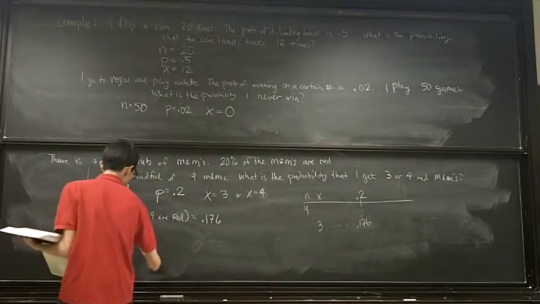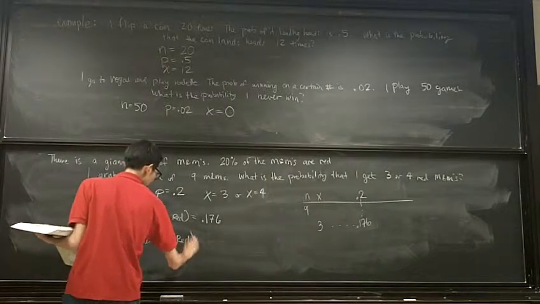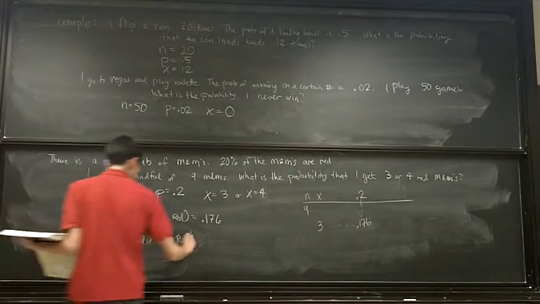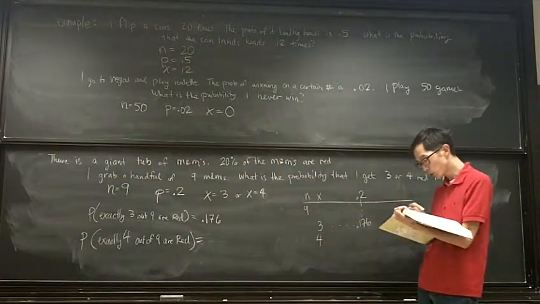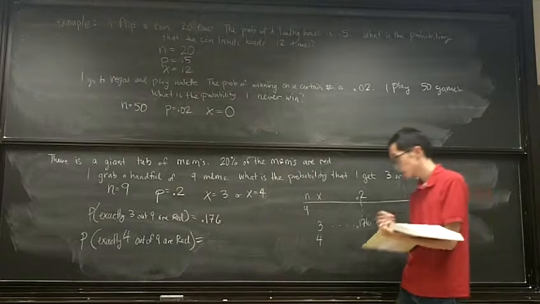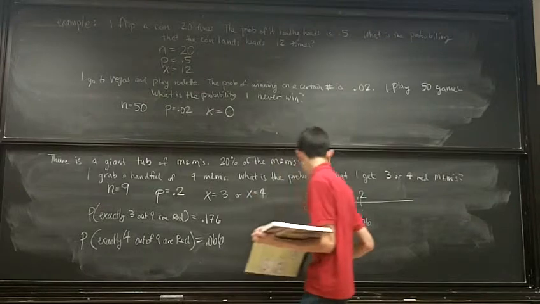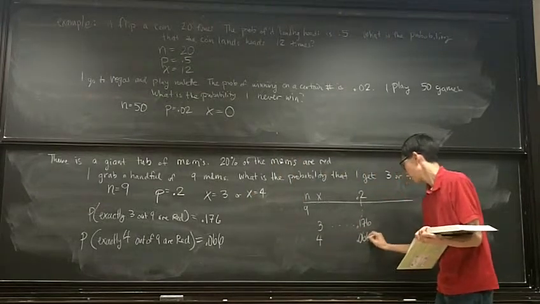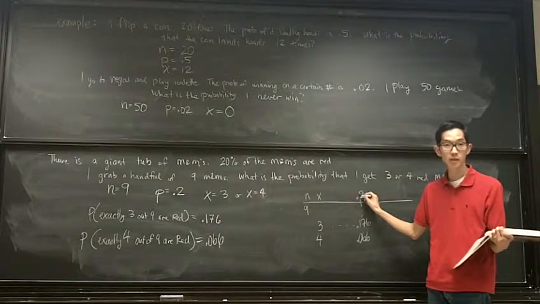0.066. 4 out of 9 are red. Sorry, let me write this, just so your notes are complete. So I go to x is equal to 4, and I get 0.066. And that's with p equal to 0.2. Alright, is that okay?